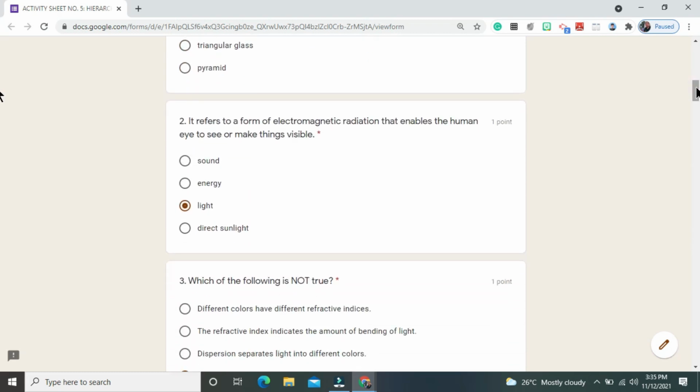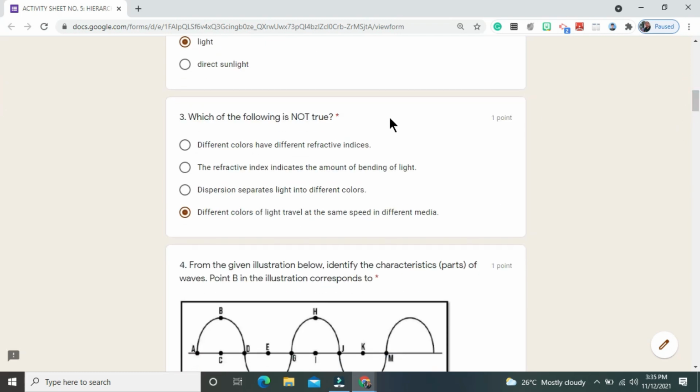Question number 2. It refers to a form of electromagnetic radiation that enables the human's eye to see or make things visible. The correct answer is light. Question number 3. Which of the following is not true? The correct answer is different colors of light travel at the same speed in different media.